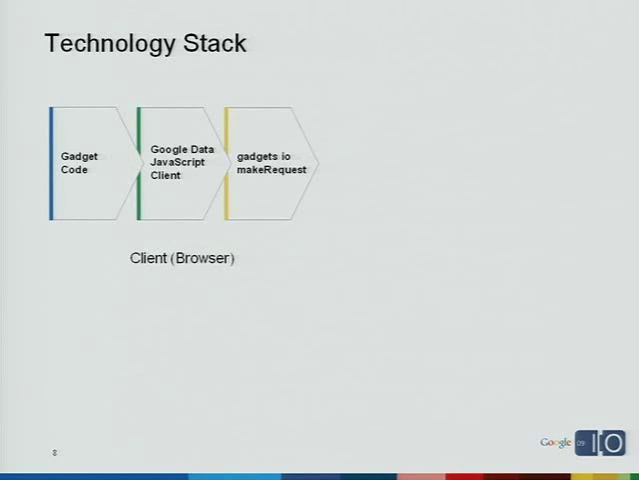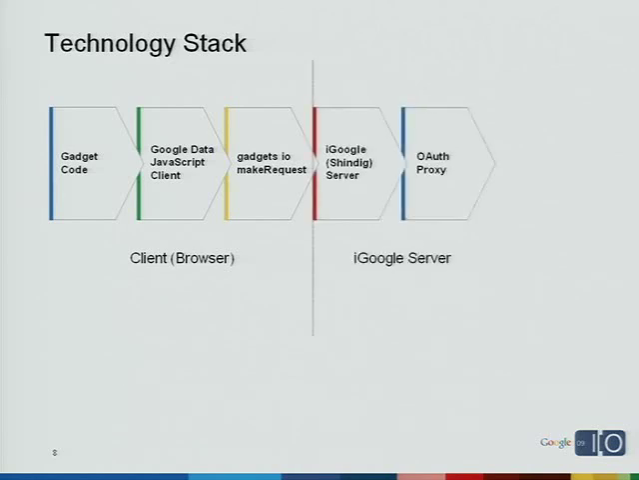Just to give you an idea of the technology stack that we're dealing with, on the browser side, on the client side, you're going to have your actual gadget code, which is going to talk to the Google Data JavaScript client, which in turn is going to interface with the OpenSocial JavaScript API, specifically gadgets.io.makeRequest. This is all going to be sent up to the iGoogle server, where it'll be received by the iGoogle server and also processed by the OAuth Proxy to handle the OAuth portion. And finally, that request is going to be sent off to the service provider, which in this case will be Blogger, or if you're using any other Google service, Calendar, Contacts, whatever. That gives you a sense of the entire technology stack we're going to be talking about today.